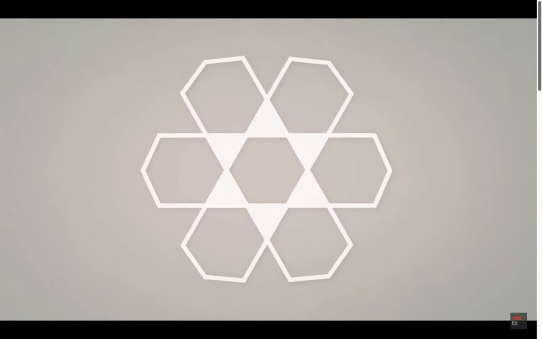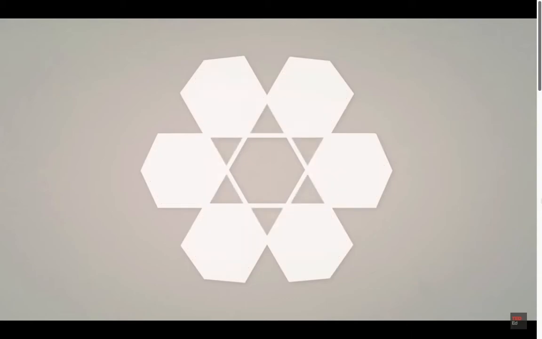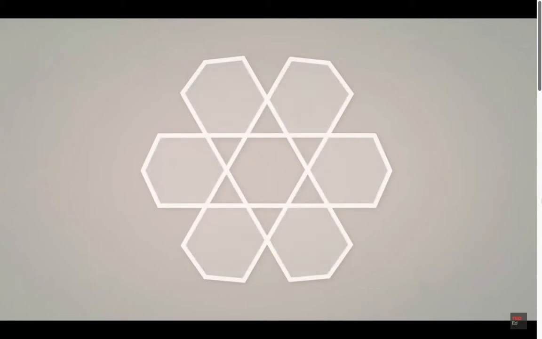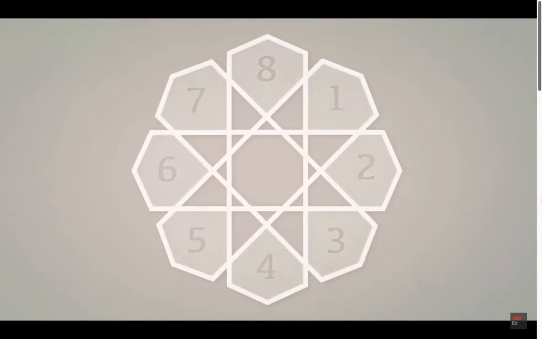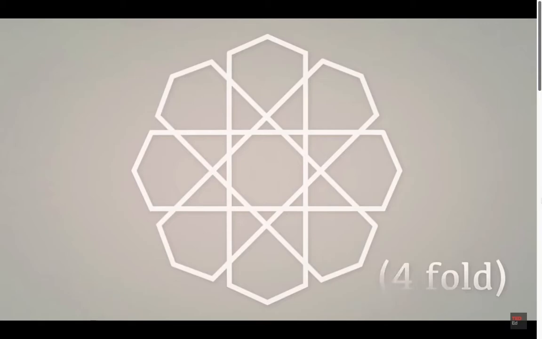Counting the number of rays on a starburst, or the number of petals around it, tells us what category the pattern falls into. A star with 6 rays, or surrounded by 6 petals, belongs in the 6-fold category. One with 8 petals is part of the 4-fold category, and so on.